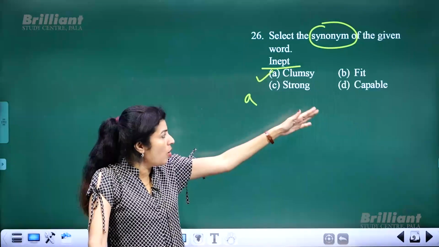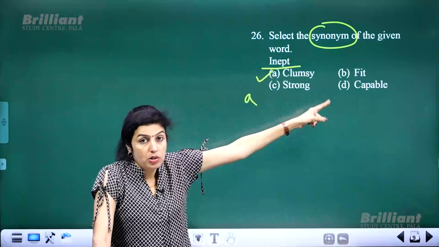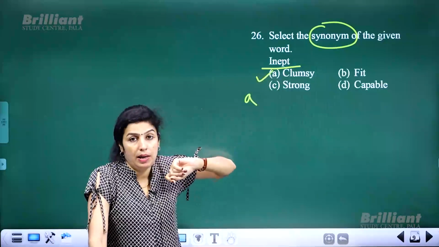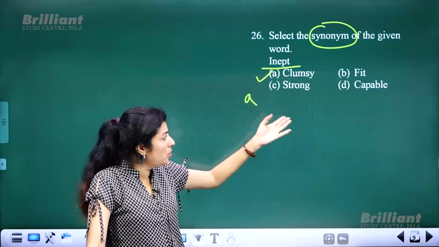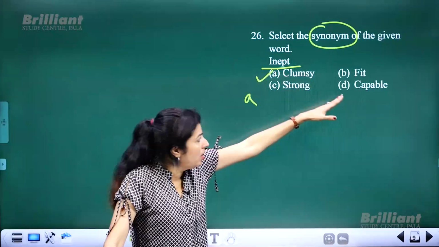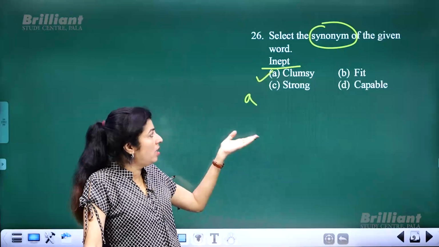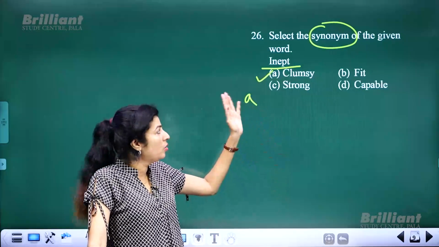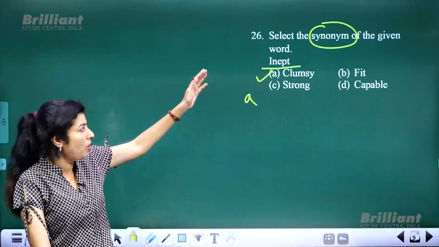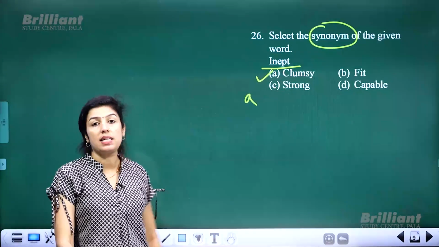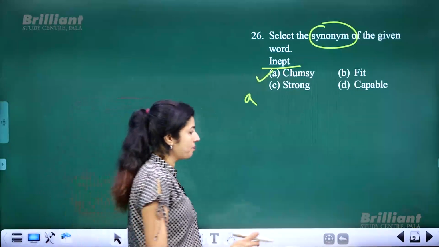Not fit, strong or actually incapable. So capable is the opposite of inept. A person who is incapable or inefficient, not so effective, those people are called inept, or another word for that is clumsy people, clumsy. Okay.